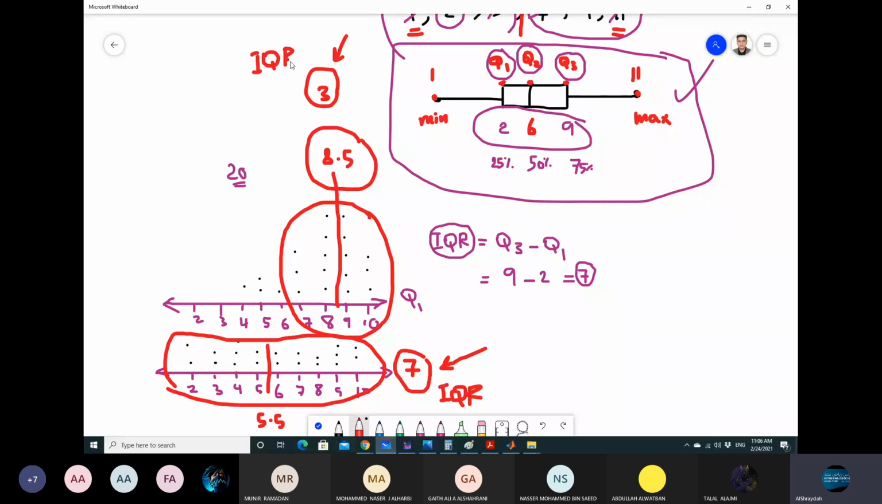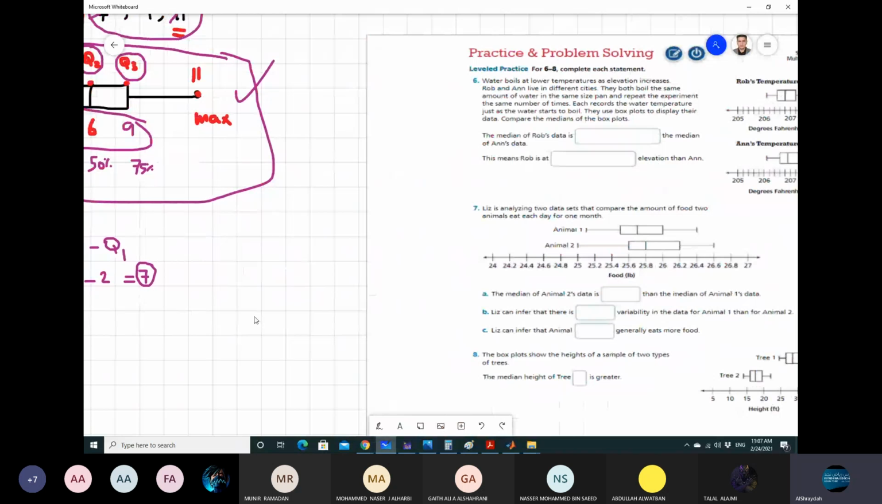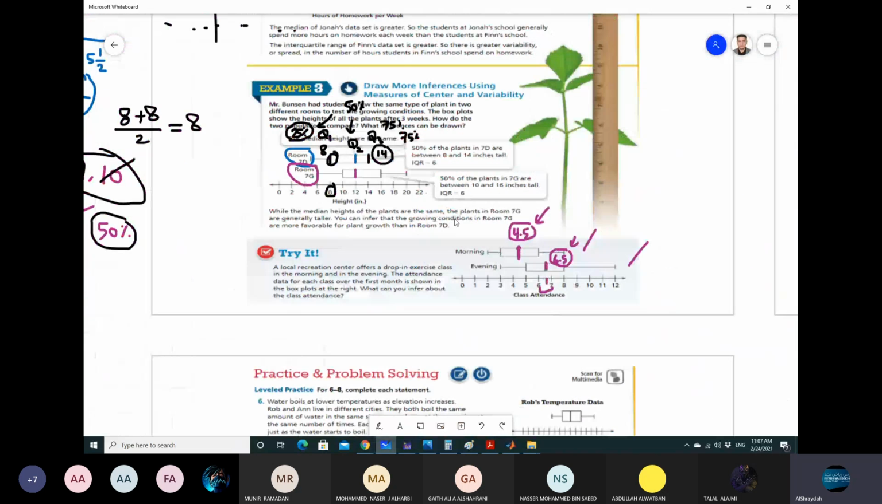What does that mean? As I told you, IQR is a measure of variability. Why does it give you 3? Because the data values are very close to the mean or to the median. And here the IQR is 7. Why? The data values are far from the mean, which is 5.5. So as you can see, the IQR gives you the variability or the spread of the data values that you have. This is how you can use the IQR and the median to compare between data.